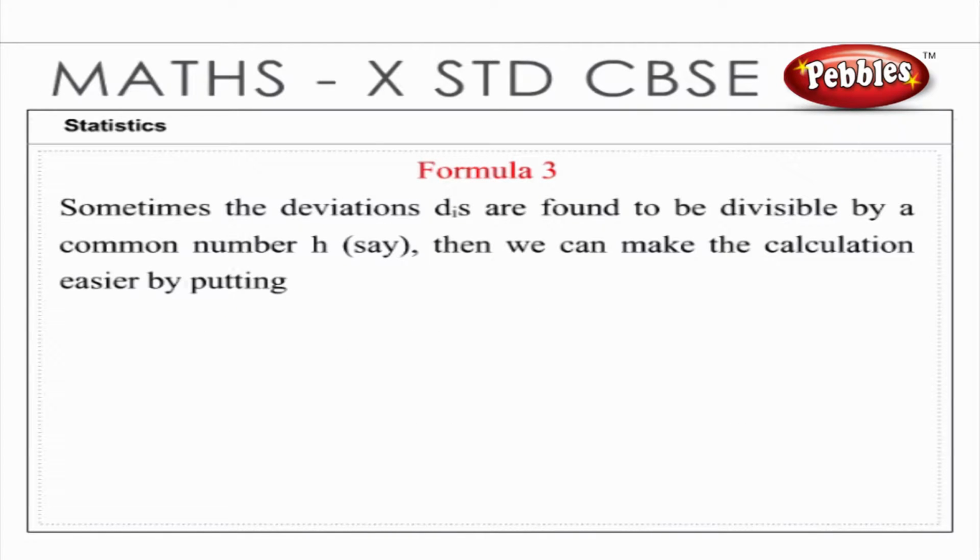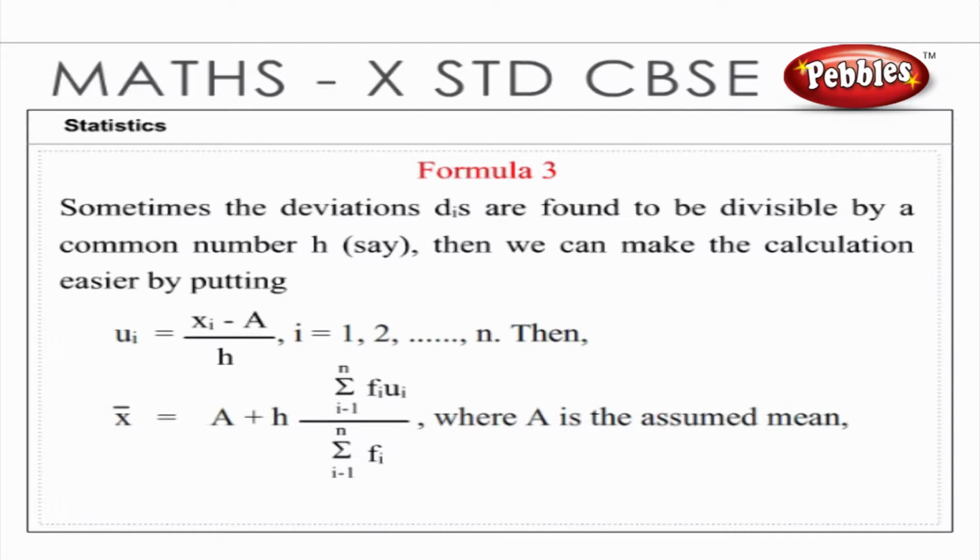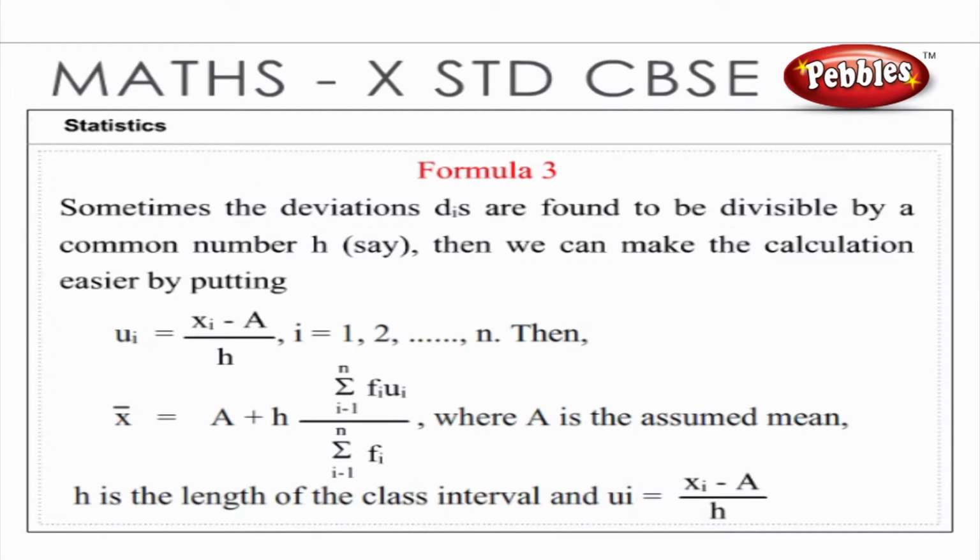Formula 3. Sometimes the deviations di are found to be divisible by a common number h. Then we can make the calculation easier by putting ui equal to (xi minus a) by h, i equal to 1, 2, etc. n. Then x bar equals a plus h times (1 by n) sigma fi ui, i equal to 1 to n, where a is the assumed mean, h is the length of the class interval and ui is equal to (xi minus a) by h.